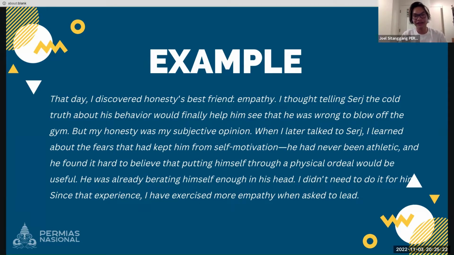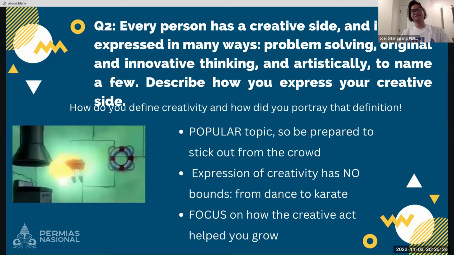So question 2 is, every person has a creative side, and it can be expressed in many ways: problem solving, original and innovative thinking, and artistically, to name a few. Describe how you express your creative side, or how I like to say, how do you define creativity and how did you portray that definition?